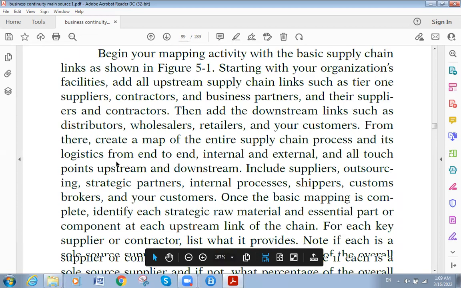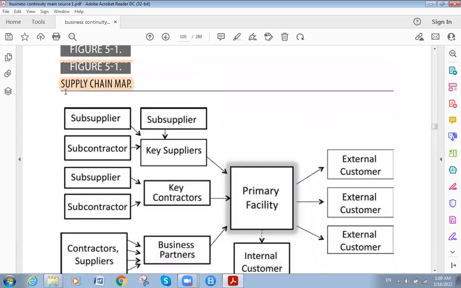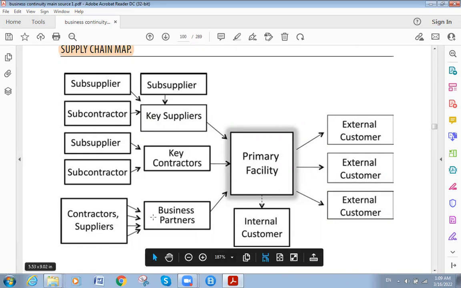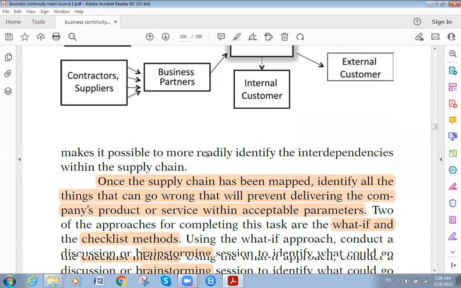The map process. What is the map process? Here is the supply chain map. We have supplier, subcontractor, supplier, subcontractor, and here the key supplier and key contractor. The contractor and suppliers here are connected to the business partners. This will be heading to the primary facilities, and there is the internal customer. And those will also reflect in the external customer, as you see.